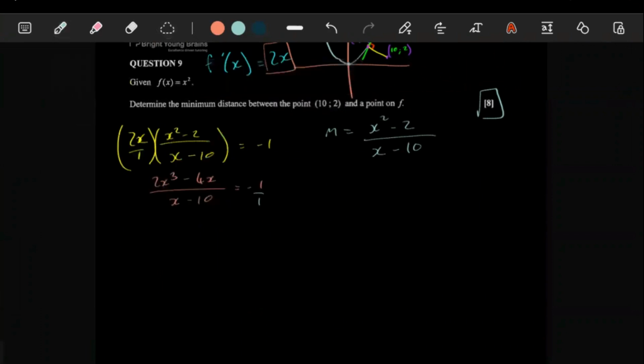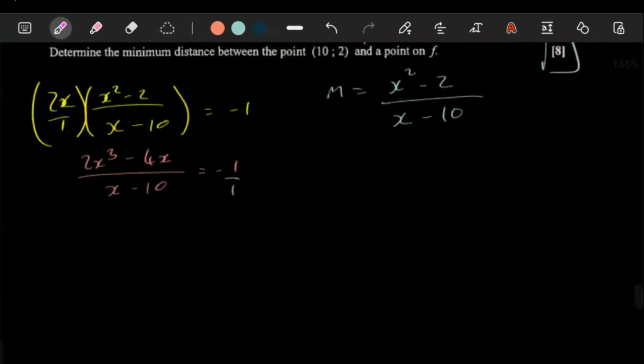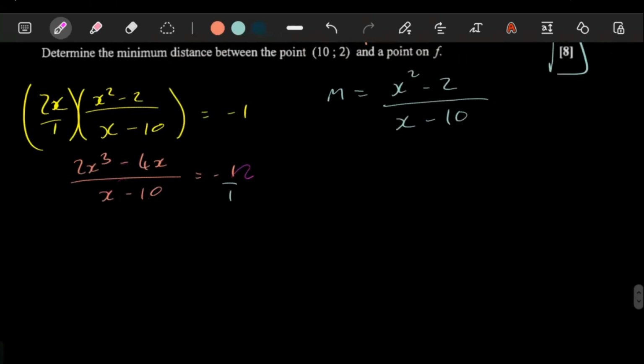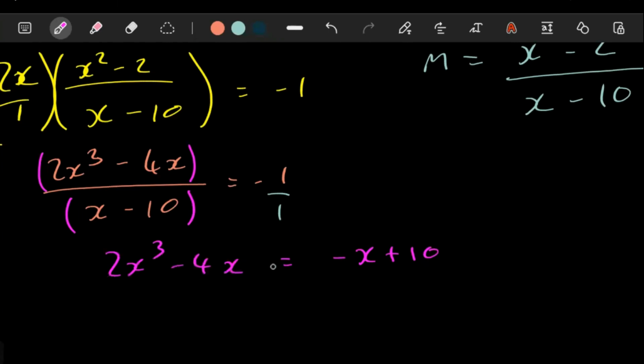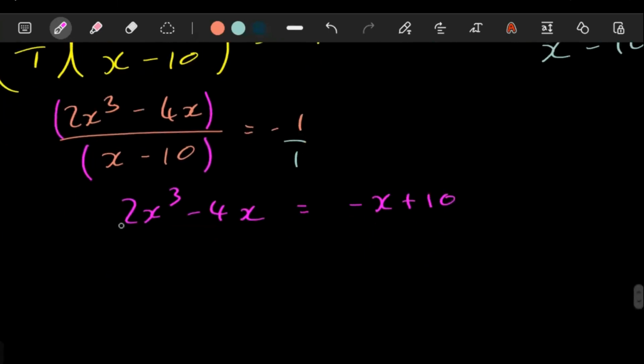Let's carry on. So this is getting quite interesting. Here we have a fraction and a fraction, so we may want to get rid of fractions. We can cross multiply. This times this part is going to give us -x plus 10. 1 times this bracket is just going to give us 2x to the power of 3 minus 4x. Everything on one side, you're going to have 2x cubed minus 4x plus x minus 10 equals 0. Okay, so what are we trying to do here?